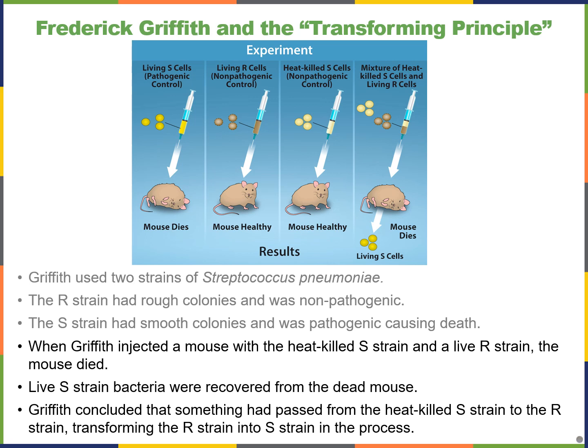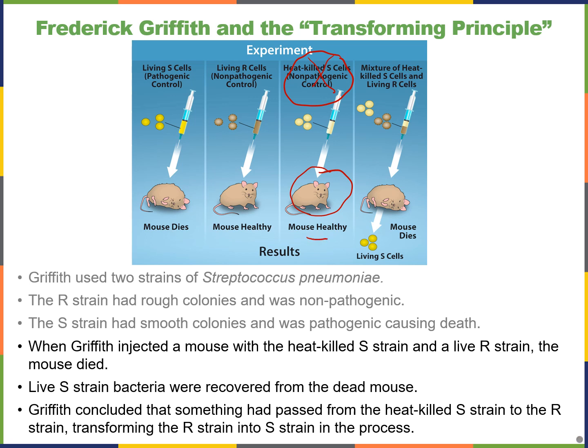What he did next was take heat-killed smooth cells. And I know that when I heat these cells, it'll kill these bacteria. And he injected it into mice, and the mice stay alive. They're healthy. And that kind of makes sense, right? I destroyed the disease-causing bacteria before I injected them into the mouse, so the mouse survives.